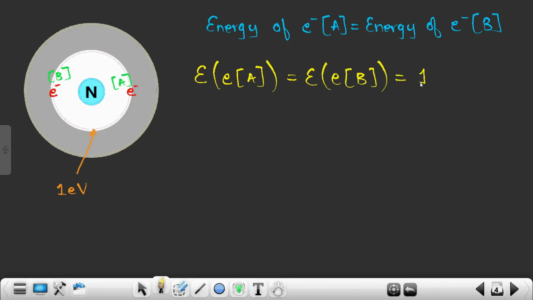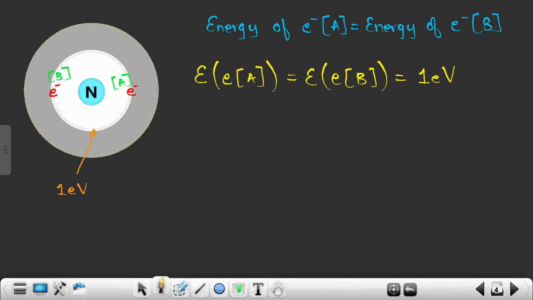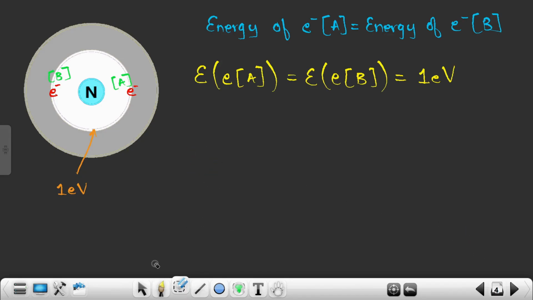That is 1 electron volt. If you look very clearly, this is what it is stating. In an isolated atom, the energy of an electron depends on the orbit in which it is revolving. So as these electrons revolve around the nucleus, and this is the innermost orbit, the energy of this particular orbit is fixed, that is 1 electron volt.